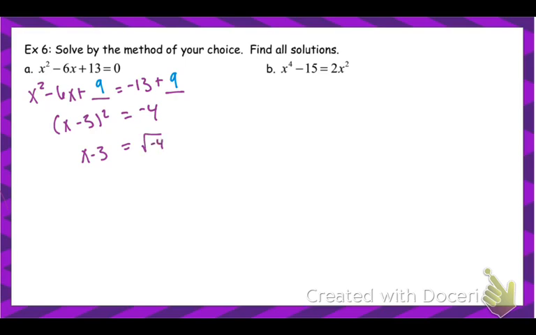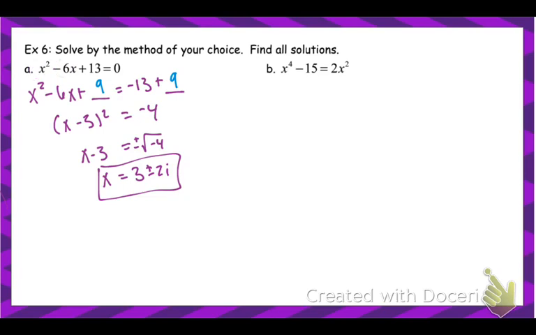The square root of negative 4 would be plus or minus, because we're taking that square root. Square root of negative 4 would be plus or minus 2i. So add that 3, I end up with 3 plus or minus 2i. So again, I do think completing the square is a little bit of a faster method for these quadratics, when a is 1 and when b is an even number.